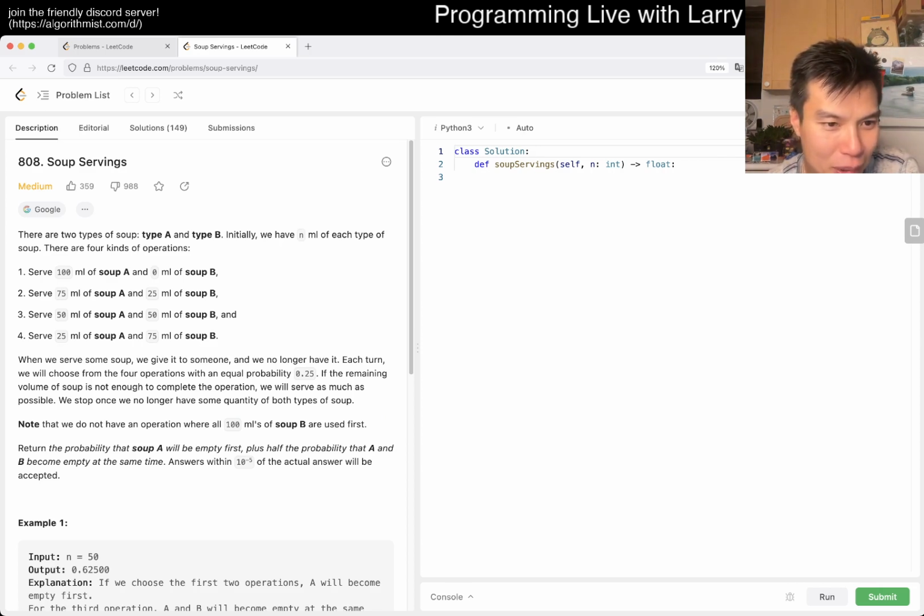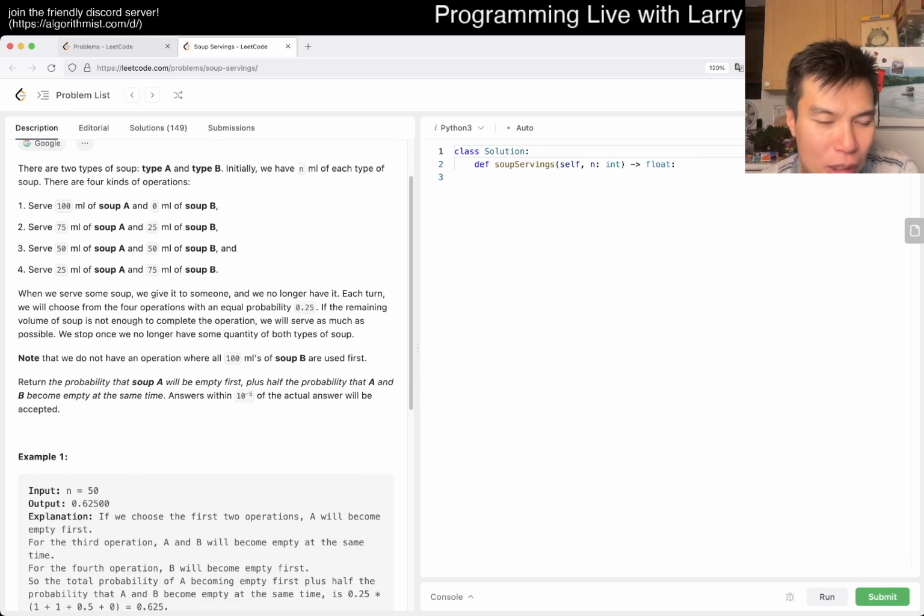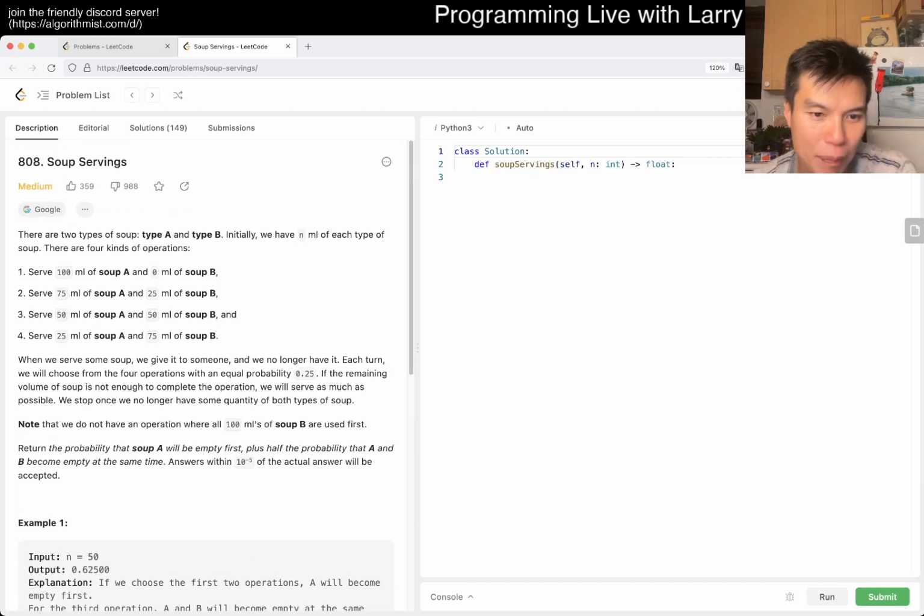We may serve some soup, okay. We will choose one of the 4 operations with 25% probability. The remaining will serve as much as possible. We stop once we no longer have some quantity of both types of soup. It's a very awkward phrasing, but okay. Return the probability that A will be empty first, plus half the probability A and B will be empty at the same time. So kind of like an expected value in a weird way, but okay, fine.